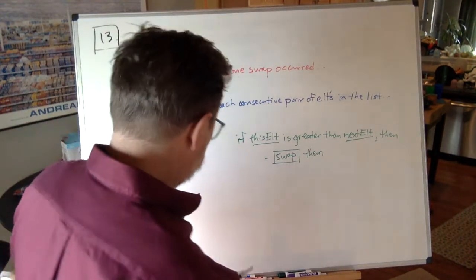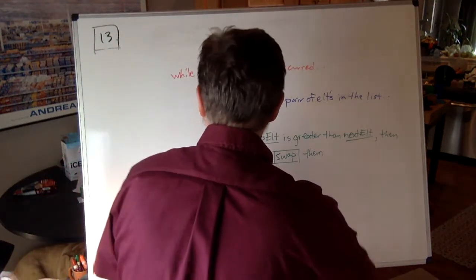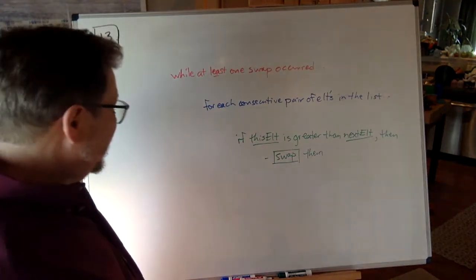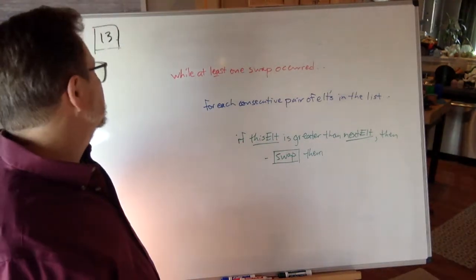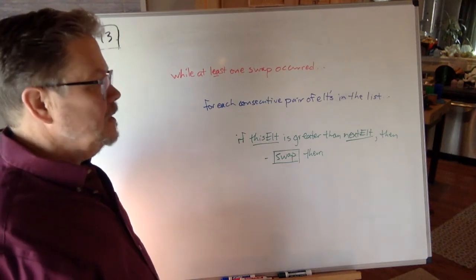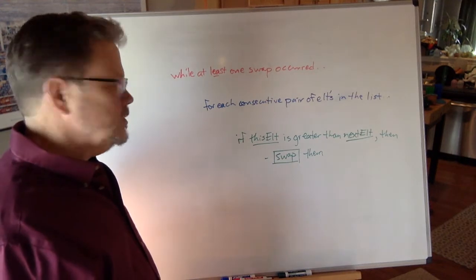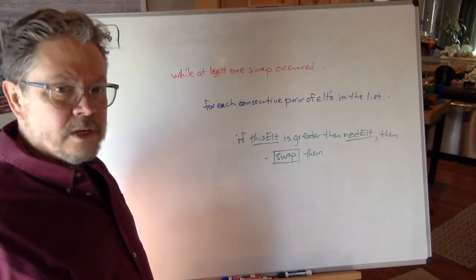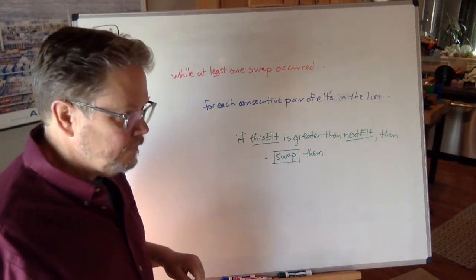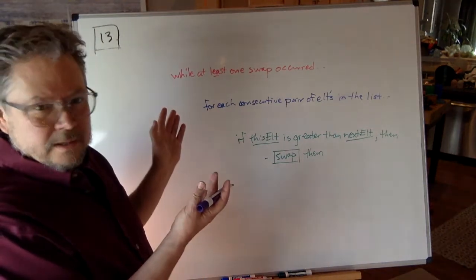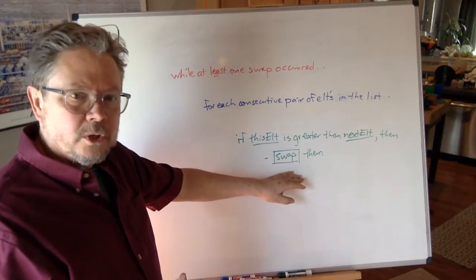What's missing from all this is something that's going to help the while loop figure out whether or not any swaps occurred. And at the very end of the last video, I said, let's think about using a flag variable, which is a variable that is only ever set to true or false, and it indicates whether or not something that we were watching out for ever occurred. What are we watching out for? We want to know whether or not any swaps ever had to occur.